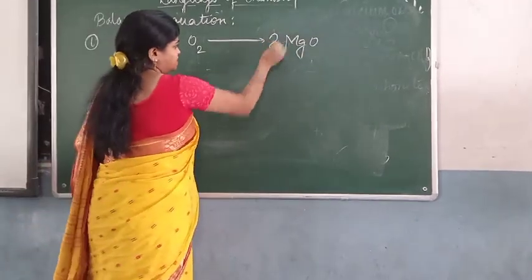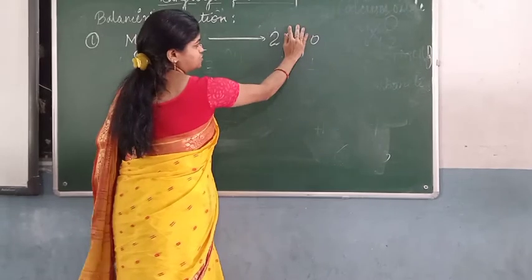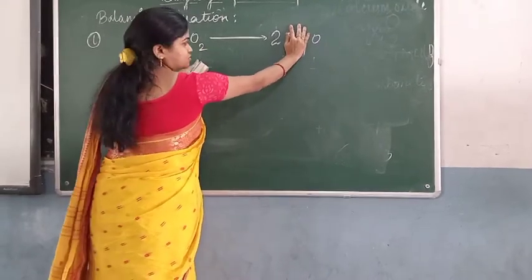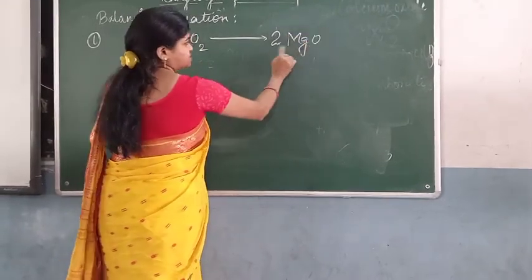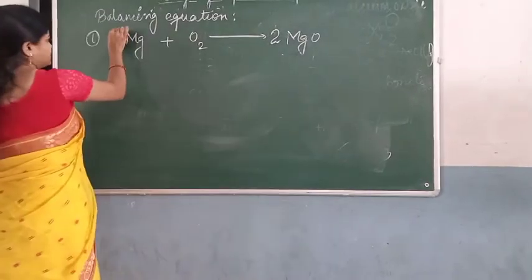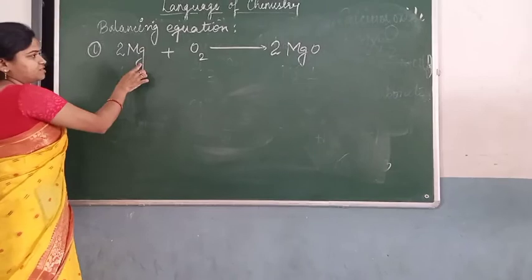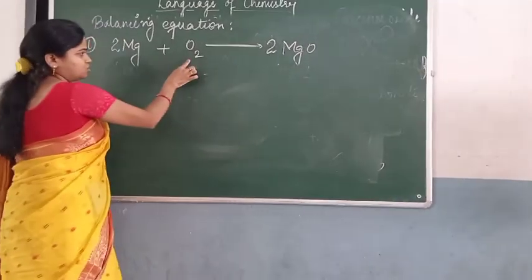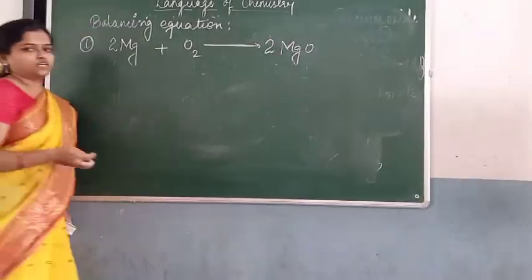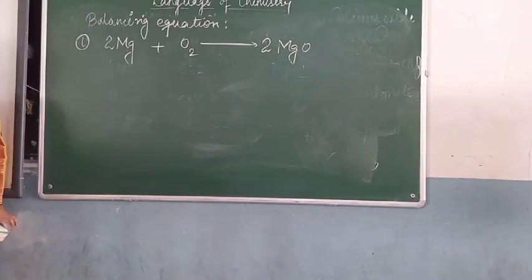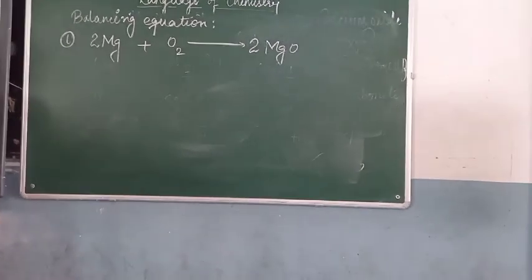If I write 2 here, see, 2 oxygen, 2 oxygen. Oxygen is balanced, but magnesium is not balanced. So I will write 2 here. Further you see the equation will be balanced: 2Mg, 2Mg, 2O, 2O. Hence the reaction is balanced.